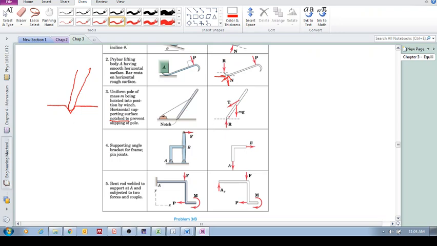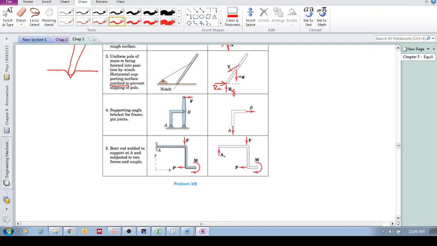So is this correct? Well, yes, the R is correct, but because this notch also resists motion from side to side, we need to also put in an RX there. And that's an RY maybe. And then the mg is correct and the tension in the cable is correct.